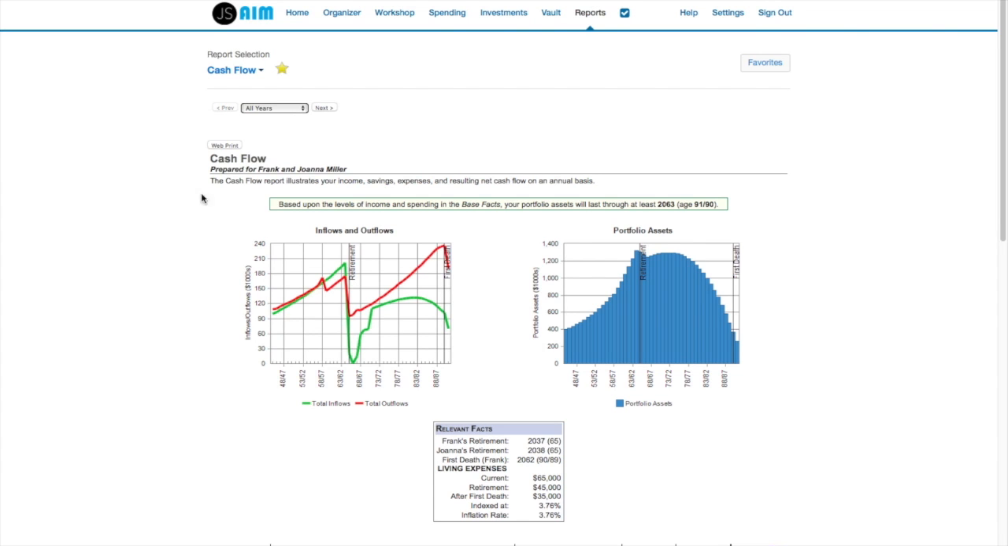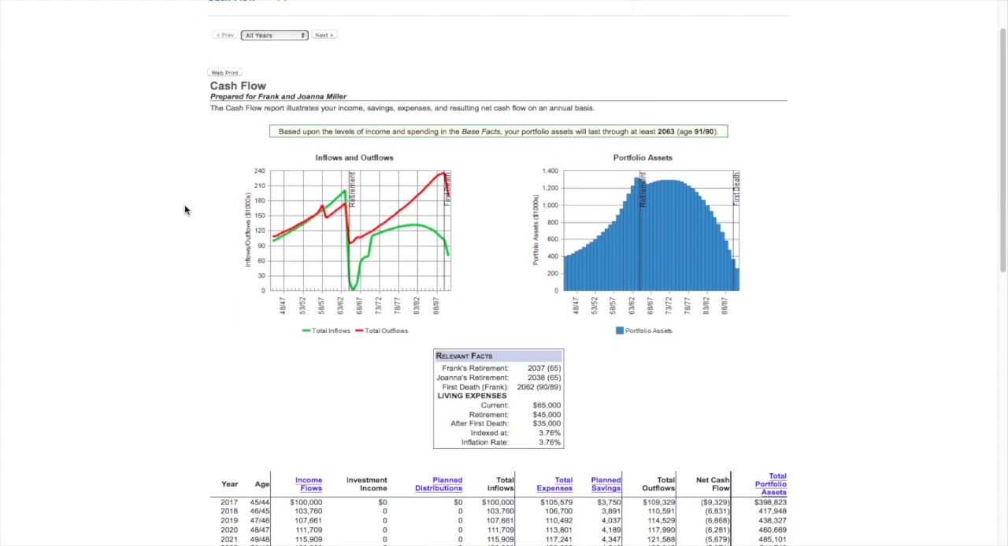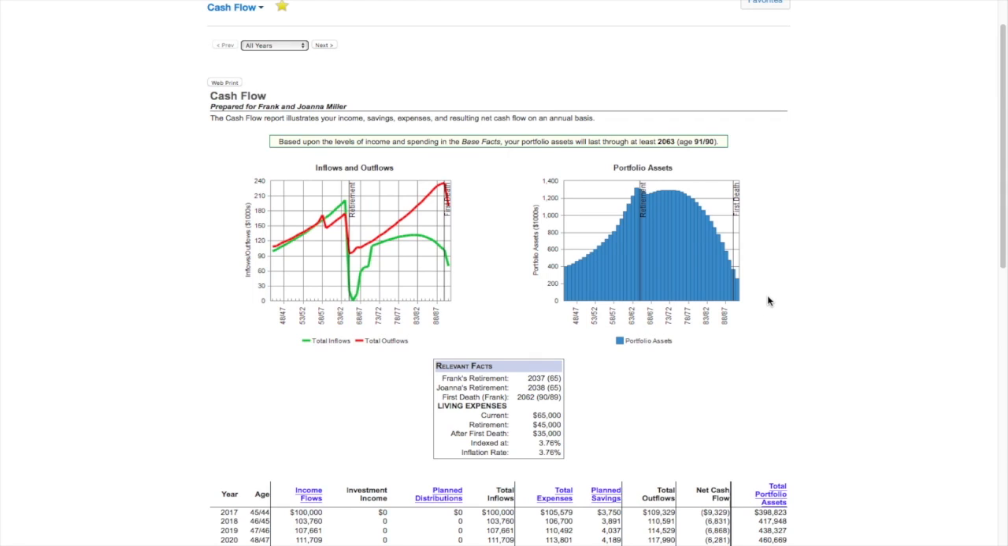Here we've got Frank and Joanna Miller, our sample client. They've got all their information in, and we can see that according to their goal, they want to have money planned out by the time that they're 90, and so they meet their goal. They're getting a little slim, but they're going to meet their goal.